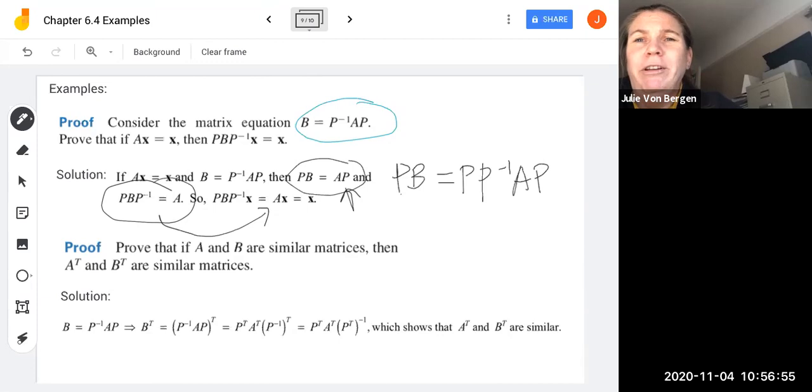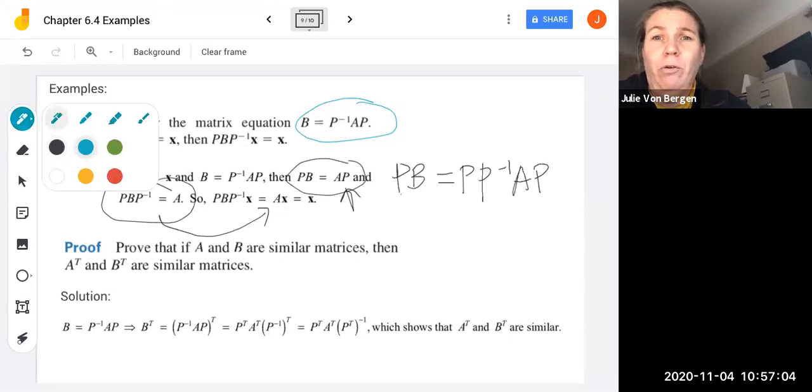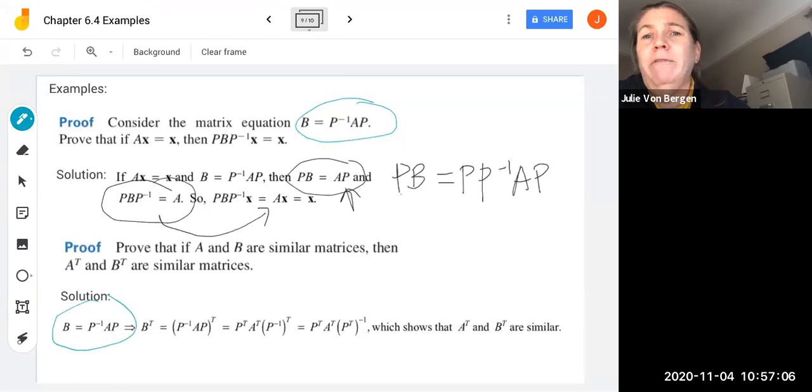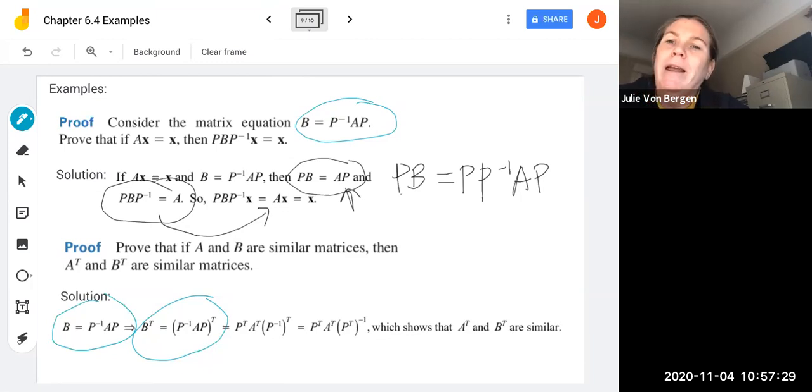All right, a second proof for us to look at. We're going to prove that if A and B are similar matrices, then A transpose and B transpose are similar matrices. So we know B is P inverse AP by definition of A and B being similar matrices. Then B transpose is the transpose of that. And then by properties of transpose, we get to apply the transpose, and the order of the multiplication switches around, if you remember back from earlier chapters. So we end up here with P transpose A transpose multiplied by P inverse transpose.